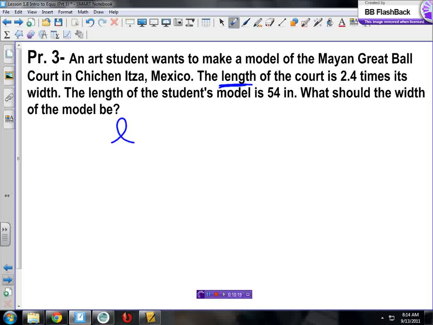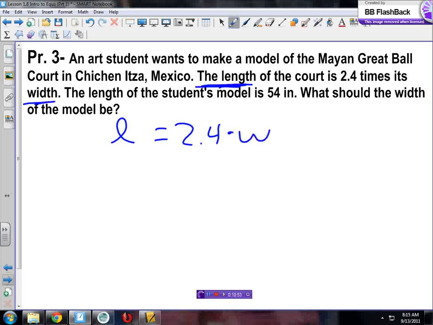Now let's work this, and then I'm going to call on you in about a minute. Of the court is, all right? No, is means what? Equals. Okay, thank you. 2.4 times its width. W. So this is the math sentence that came from this sentence right there.